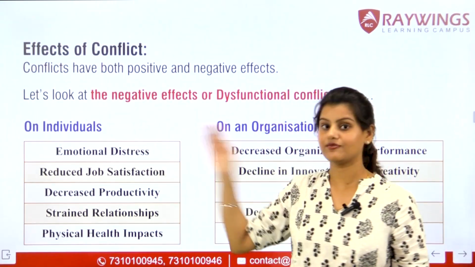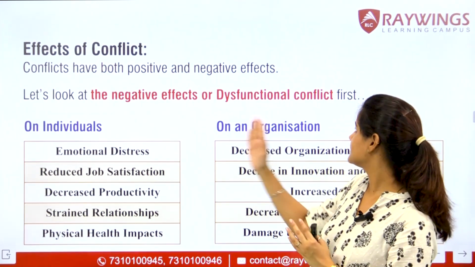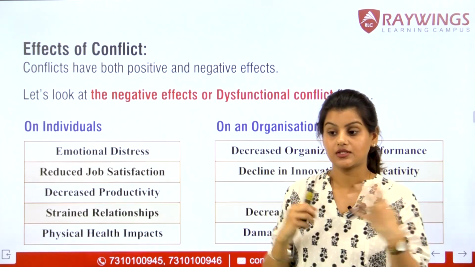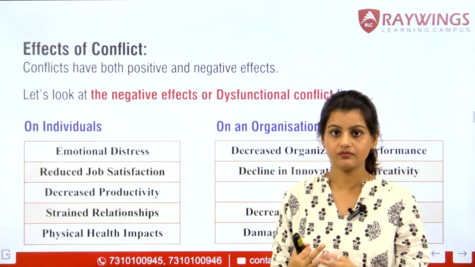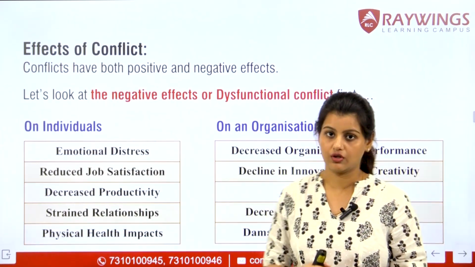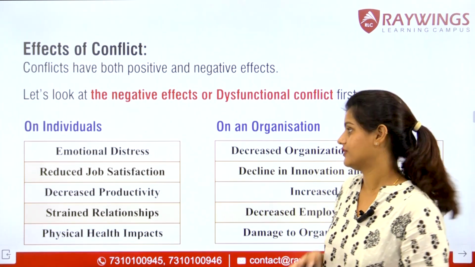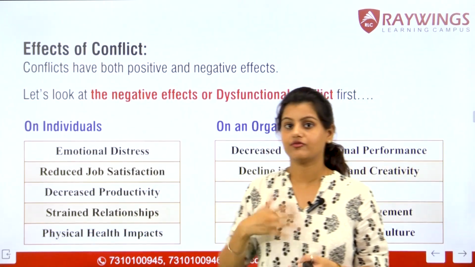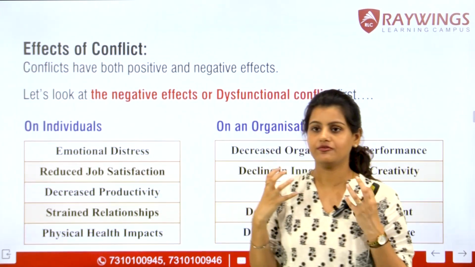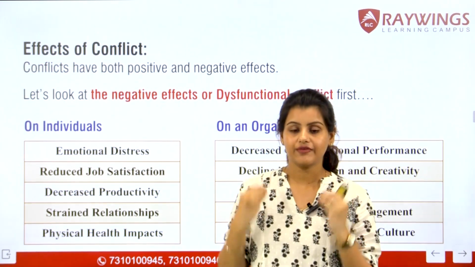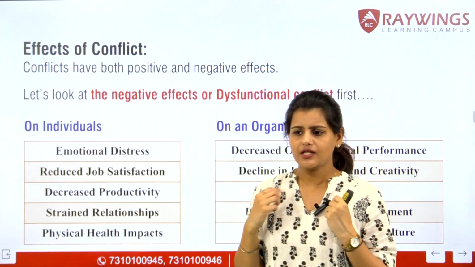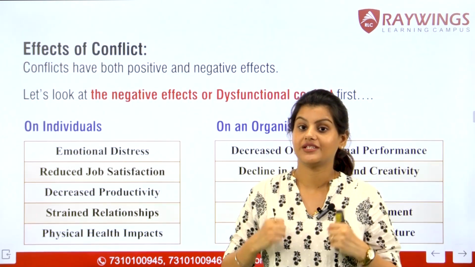Let's look at the negative effects first, which is also called the dysfunctional conflict. So any conflict whose effect is negative on the person, on the organization, that is called a dysfunctional conflict. That is also a type of conflict. So if we see what is the negative effect of a conflict on individuals, it is the emotional distress. You feel emotionally drained. It affects a person a lot on an emotional level. That person might feel very low, very negative, and also very snappy.